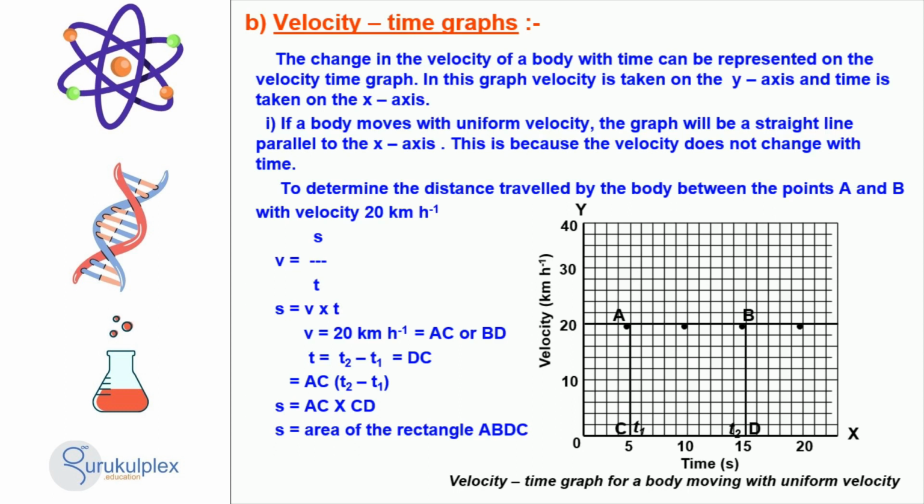We can use a velocity-time graph to calculate distance traveled between 2 points A and B by working out the area of the rectangle ABDC, where line AC is the time difference between the 2 points and line BD is the average velocity of the body.